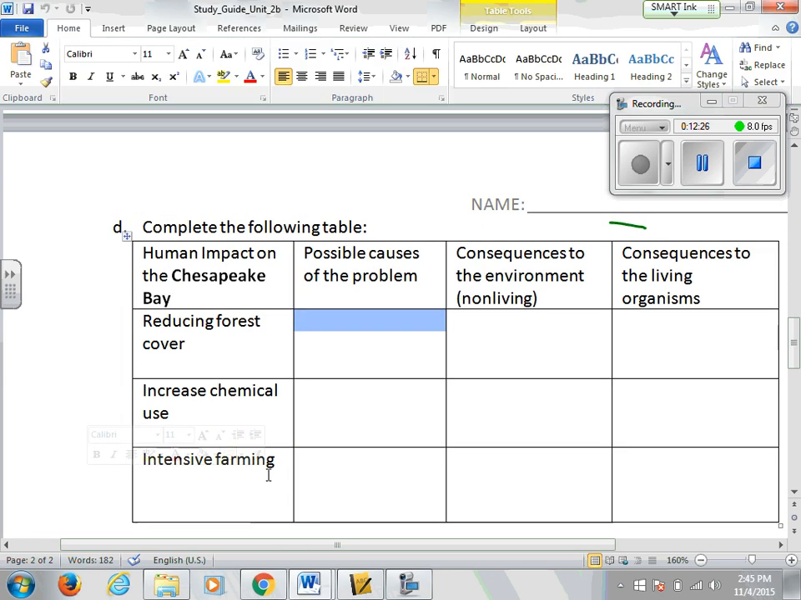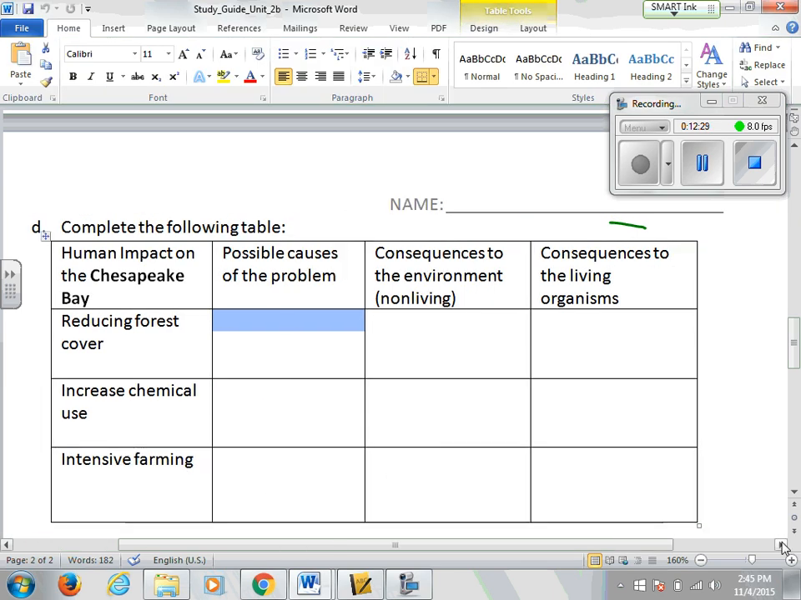Let me center this. But again, this is cause and effect. So the human cause: we reduced forest cover. What was the cause of that? Development. We wanted development. So the consequence to the environment, the non-living, is that there was more runoff. We had more impervious surfaces, so the water runs off, and we have more soil degradation, but more runoff to the streams, and that, again, is a key component of eutrophication.